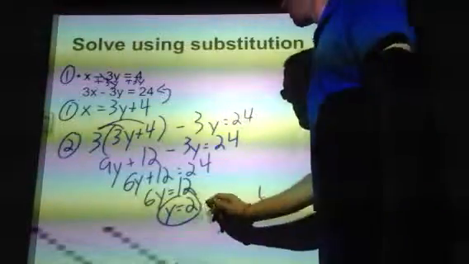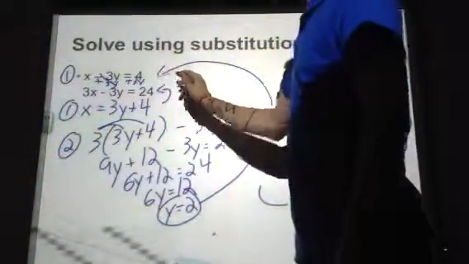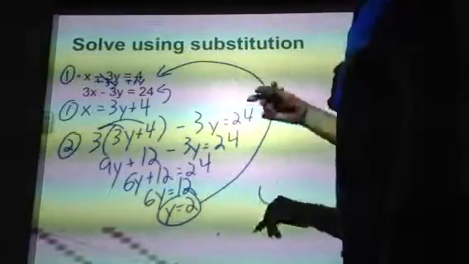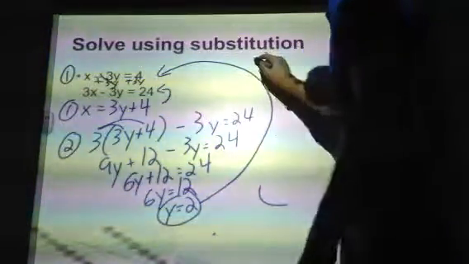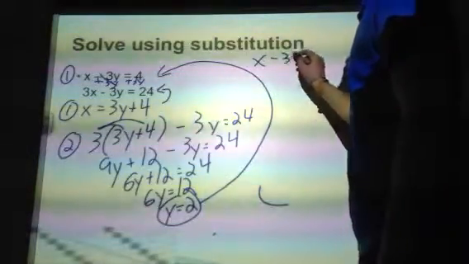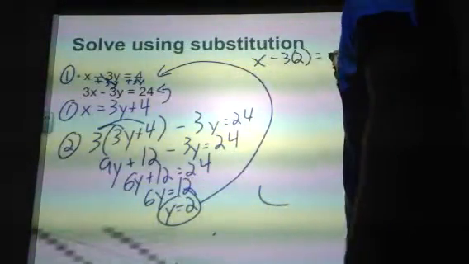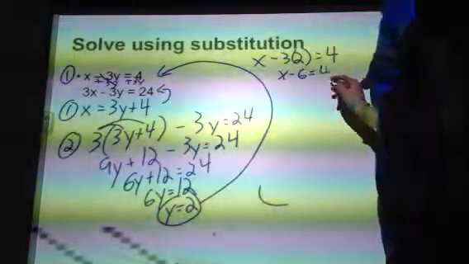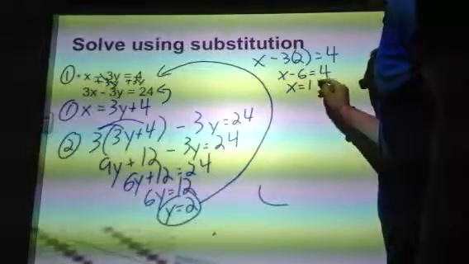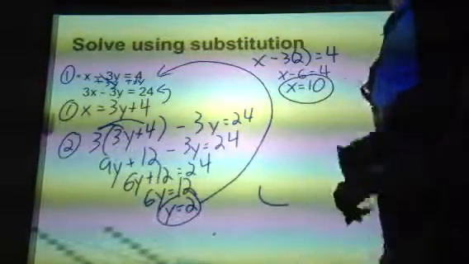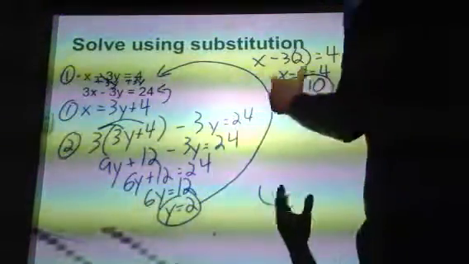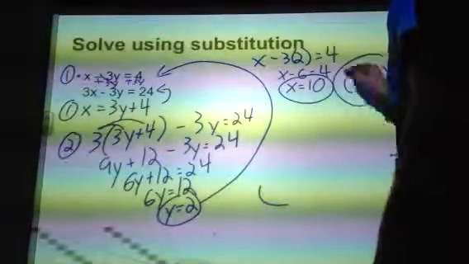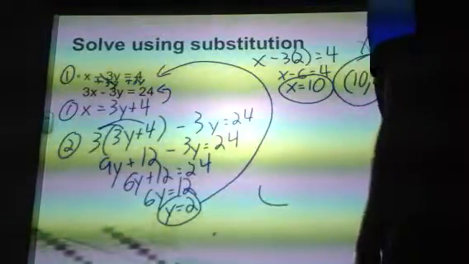Now, we're going to substitute that variable back in so we can solve for our other variable. I'm going to substitute it in for that first equation at the top there. So x minus 3 times 2 equals 4. x minus 6 equals 4. Add 6 to both sides, x is going to be 10. Okay? Step 5, I believe it was, write your answer as an ordered pair. The ordered pair is going to be 10, 2. And that's our final answer.